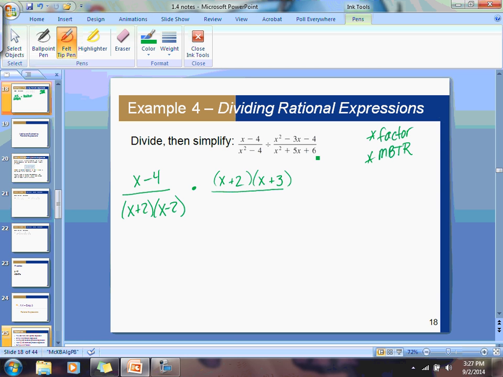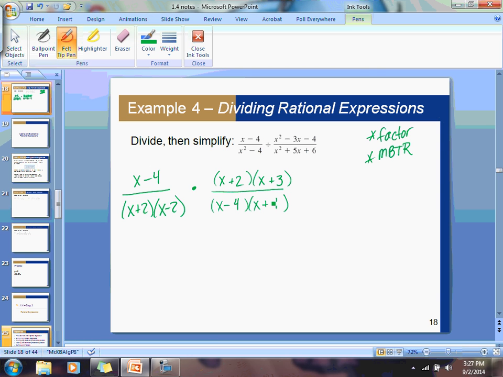Okay, so that was my denominator that I factored and moved to the numerator. Now I'm going to factor my numerator and move it down to my denominator. So I need the factors of 4 that are going to add up to 3, or -3. So I'm going to have an x and an x. And the factors of 4 that are going to add up to 3 are going to be a 4 and a 1. And I need it to be a -3, so I need the 4 to be negative and the 1 to be positive.